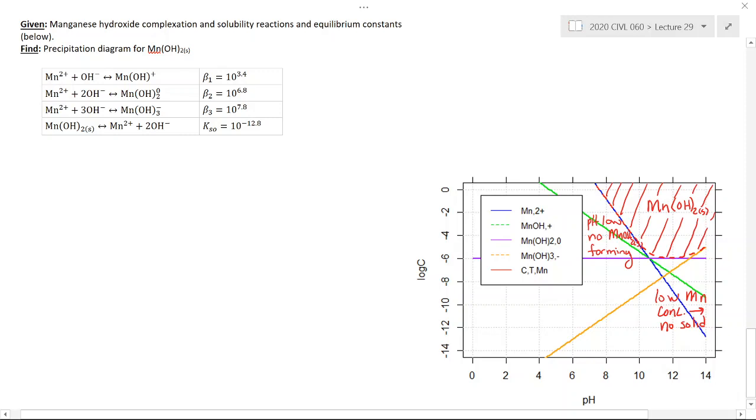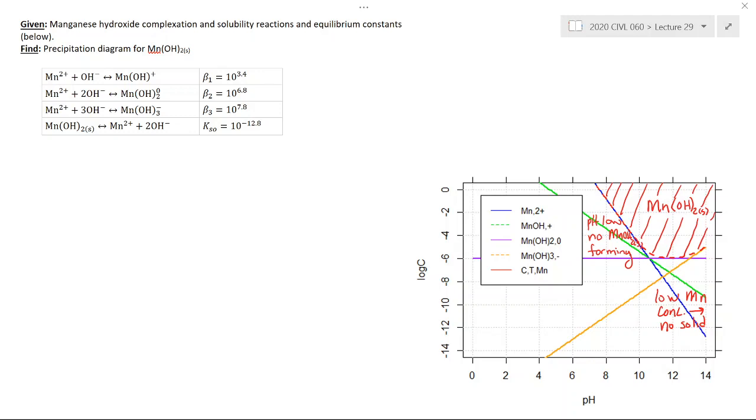So the manganese hydroxide solid will only form if there is a lot of manganese in the solution and also the pH is high enough. That's how the solid is going to form. Of course, manganese hydroxide solid is generally undesirable in a water system because it can form precipitants that have some aesthetic issues, similar to iron.